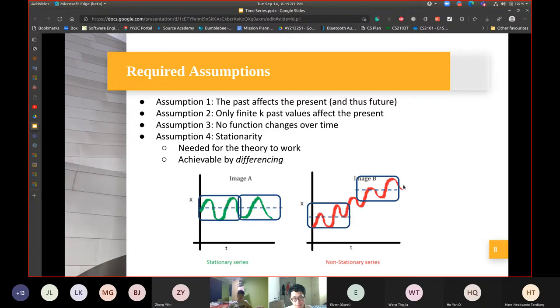This is the least of our worries, because you can actually convert a non-stationary series into a stationary one. The technique is called differencing. We'll cover it later. It's a very simple technique. But basically, after you do your differencing, most of the time you're going to get a stationary series. So that's problem solved. So this is probably the weakest of the assumptions.